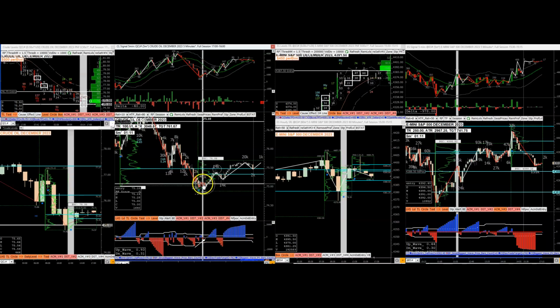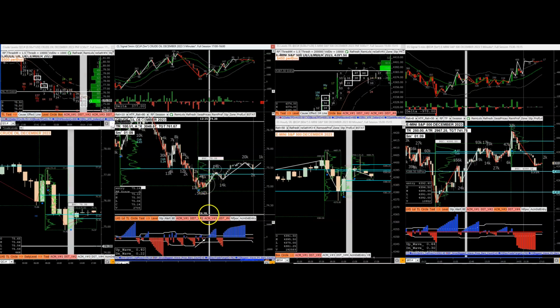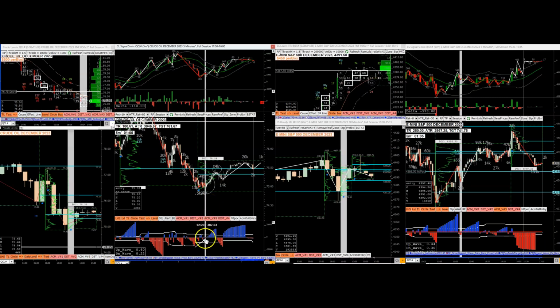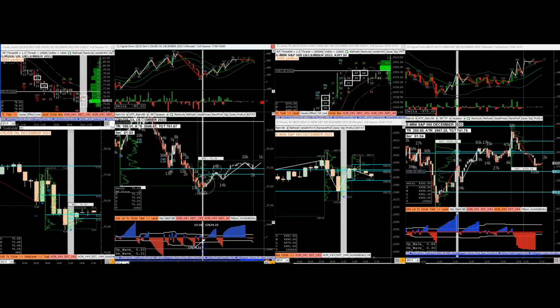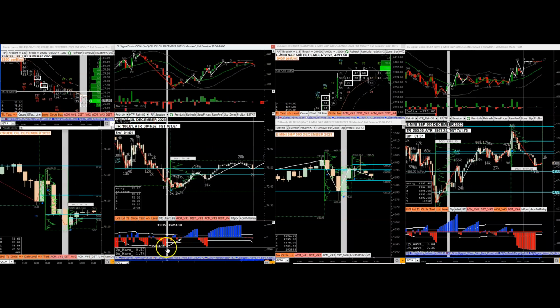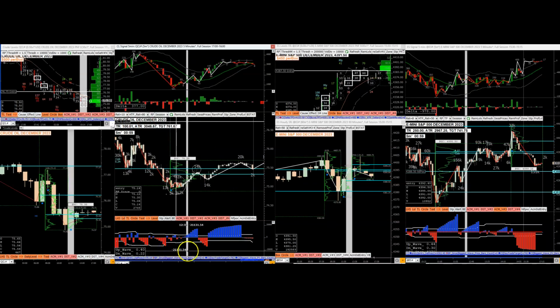This is accumulation into markup. Maybe they're covering their shorts. I don't know. I don't care. But this is way too much volume. And the signature before it is very important.